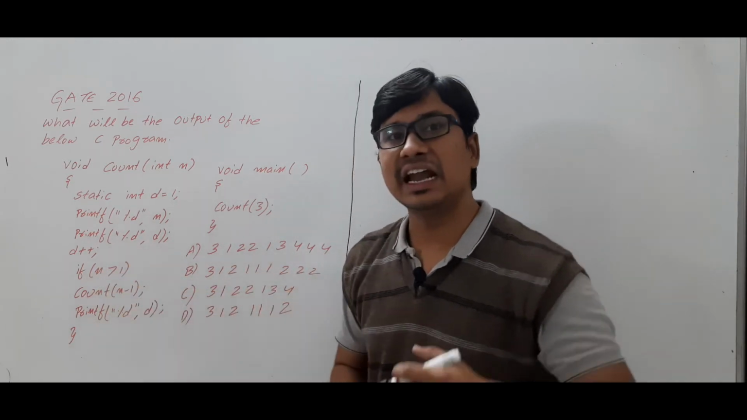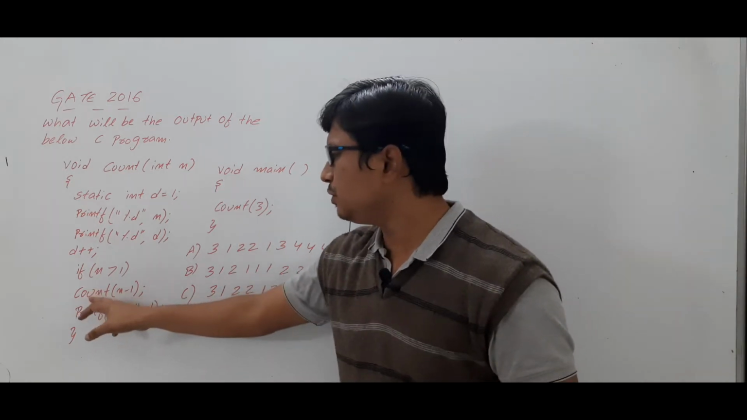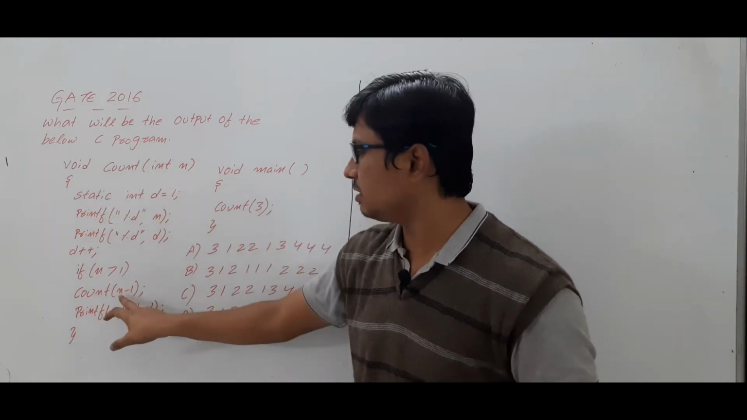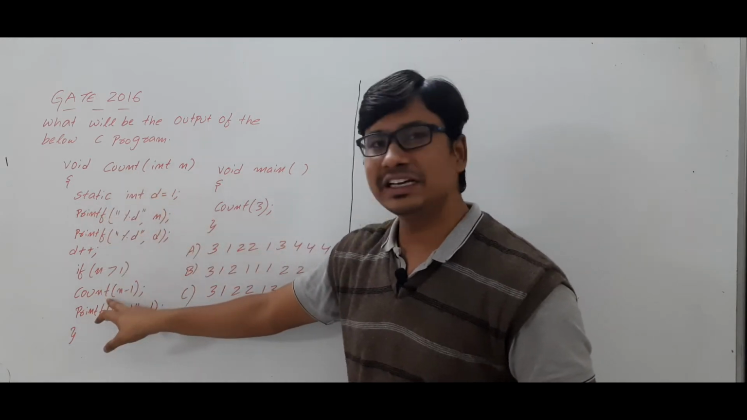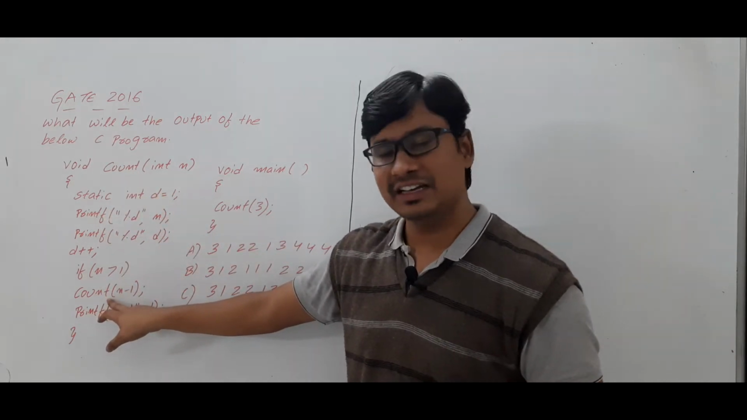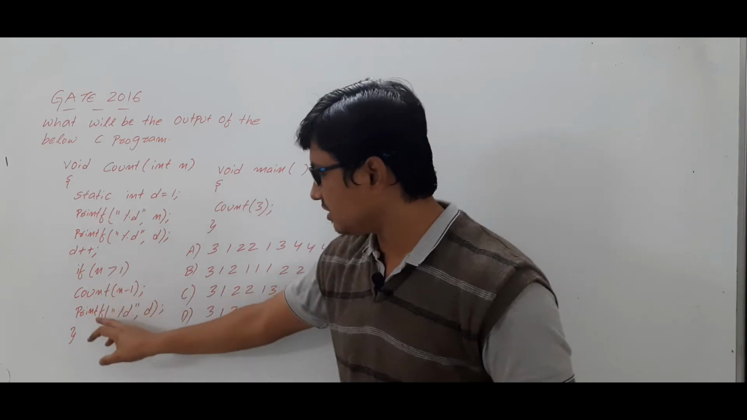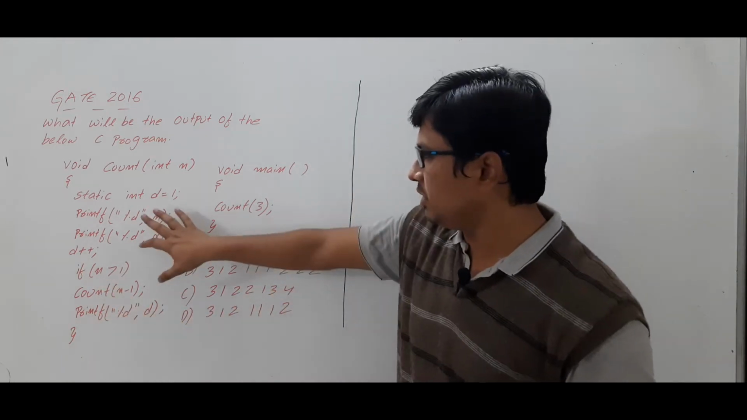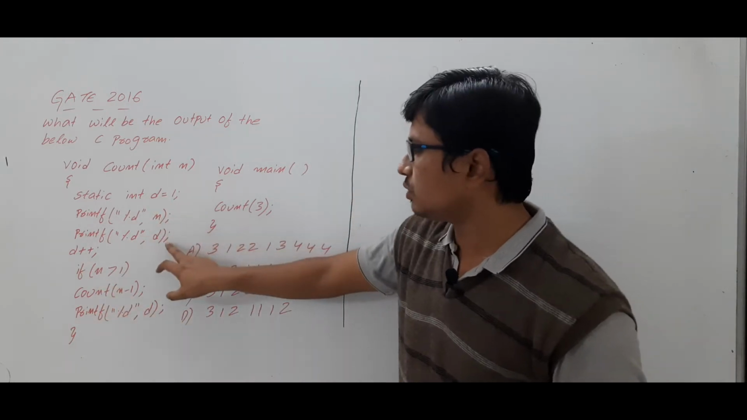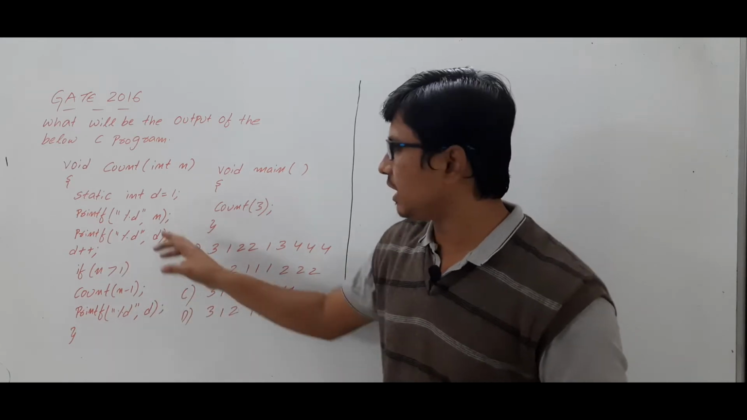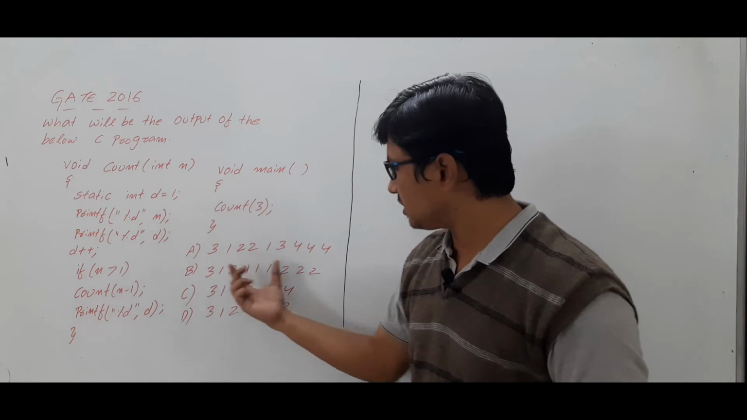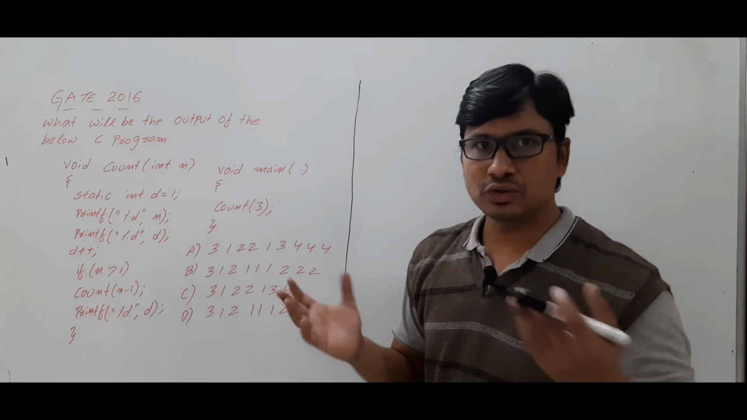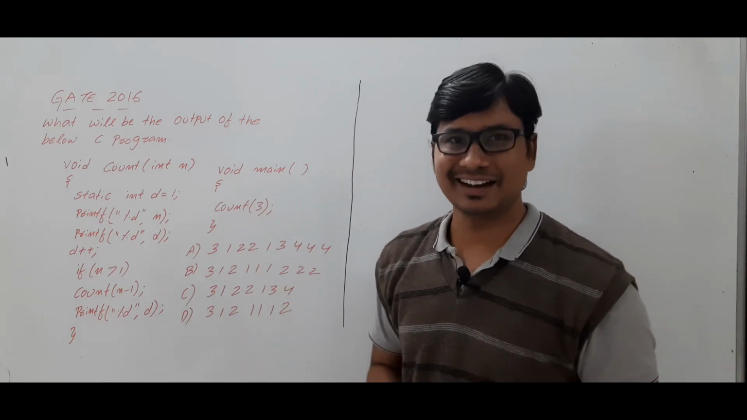If n is greater than 1, then you need to call this count function with the value n minus 1. So this function count is calling itself. That's why we are calling it a recursive function. After that, you need to print the d value. So how many print statements are there? 1, 2, 3. So these many times you need to print the n value and d value. That's what they have given as these options. We need to solve this question and find out what is the right answer.